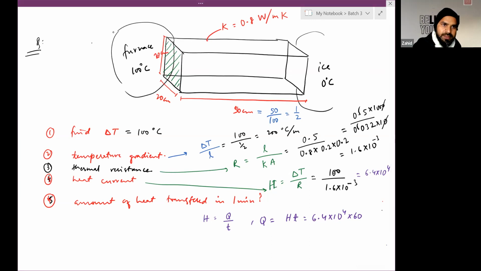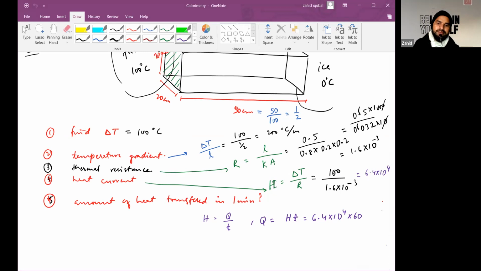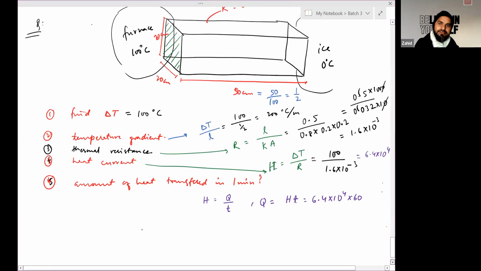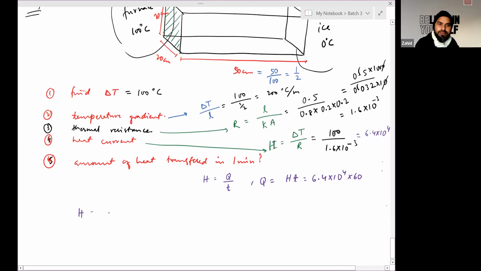Okay, let me simplify it. H equals temperature difference divided by thermal resistance. Temperature difference we have is 100 and thermal resistance is 500 divided by 32. So it will move to the numerator like this, and this 0 and this 0 will cancel out. Okay, I've made a little mistake. So 5 and 6.4 times.